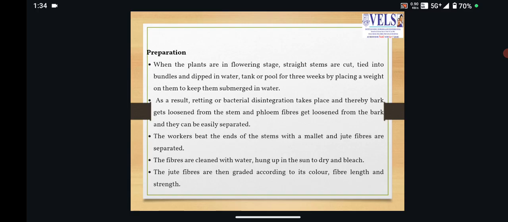Workers beat the end of the stem with a hard mallet or any instrument, and the jute fibers get separated from the bark material. The fibers are cleaned repeatedly with water. Then they are hung up on a rope in the sun to dry, and they can be bleached. The jute fibers are then graded according to color, fiber length and strength.